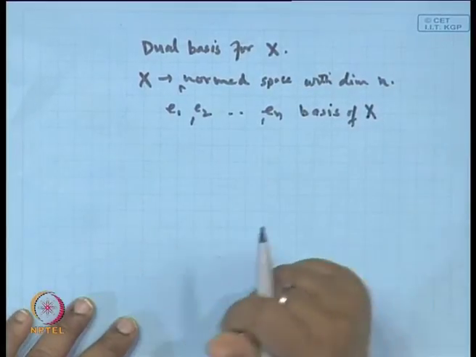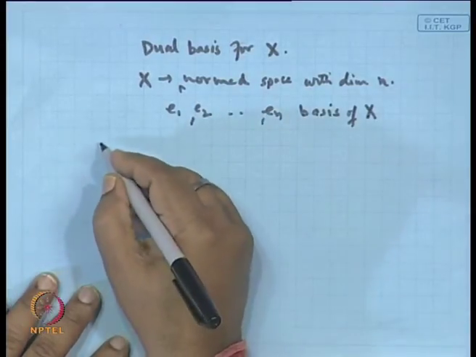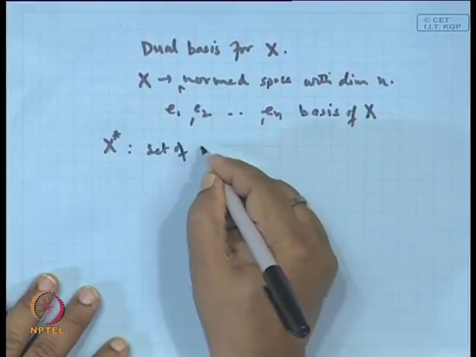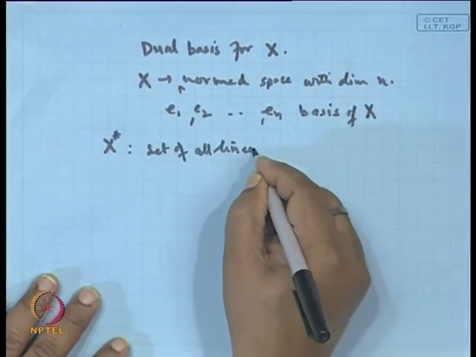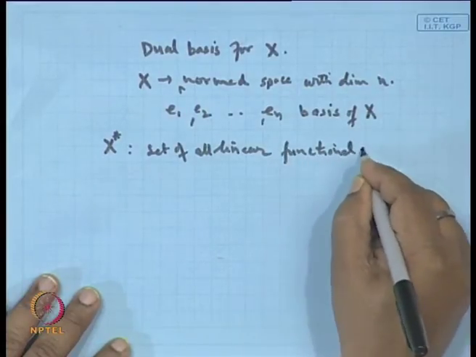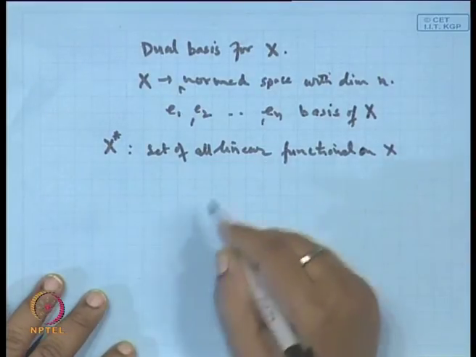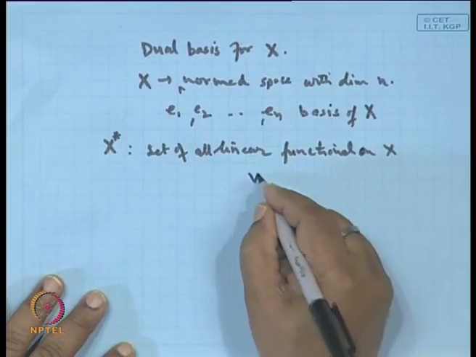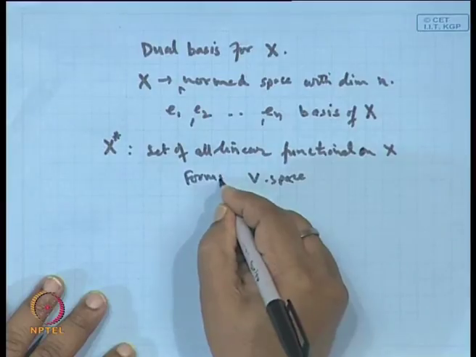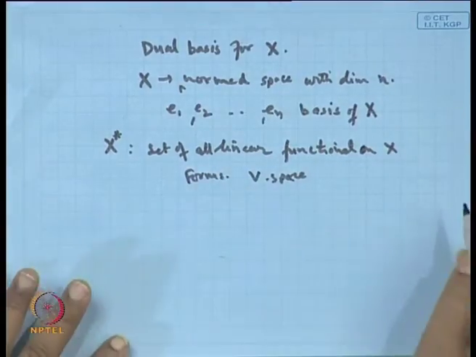X, a basis of X. As we know, the set of all linear functionals defined on X, which we denote by X star, in fact forms a vector space under suitable addition and scalar multiplication. This we have discussed.